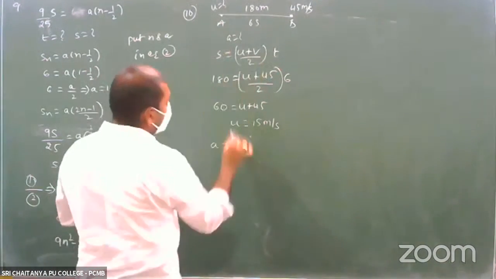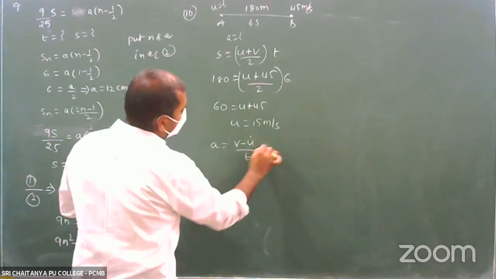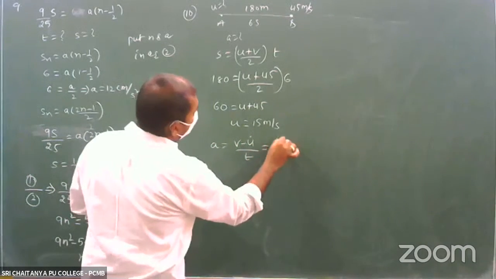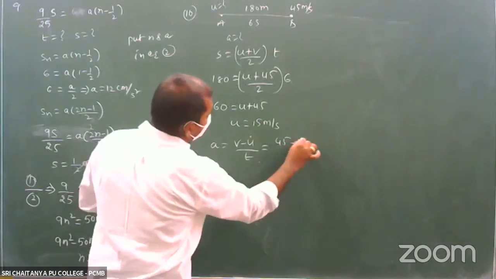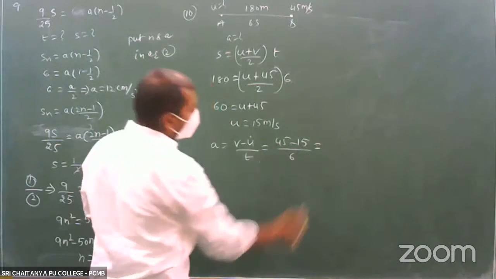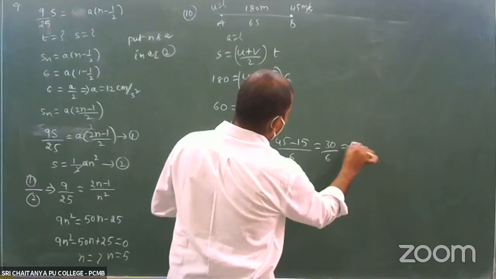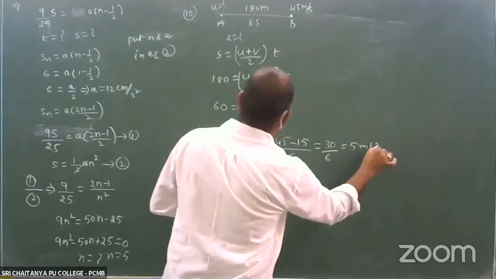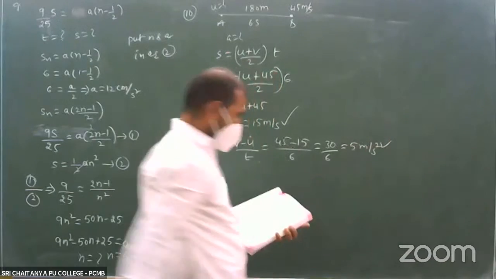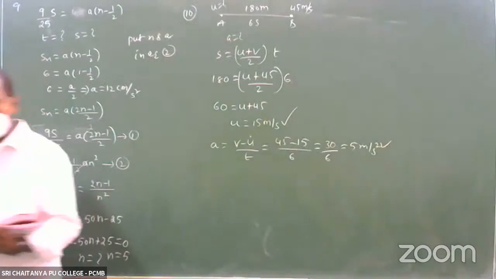Then acceleration. Acceleration means change in velocity by time: v minus u by t. v is 45 minus u 15, by time 6. 45 minus 15 is 30, by 6. That is 5 meters per second square. So u is 15 and a is 5. Fourth question.